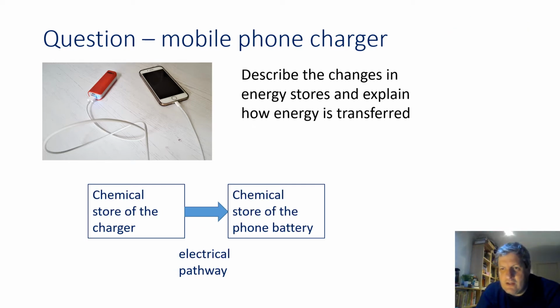So here we are. You can check to see if you had this correct. So energy starts in the chemical store of the charger and transfers to the chemical store of the phone battery, and it does this via an electrical pathway. There are electrical currents that are being pushed around by the charger. The charger is doing electrical work on the currents and pushing it through the circuit, through the phone battery, and that's the process by which energy is being transferred.